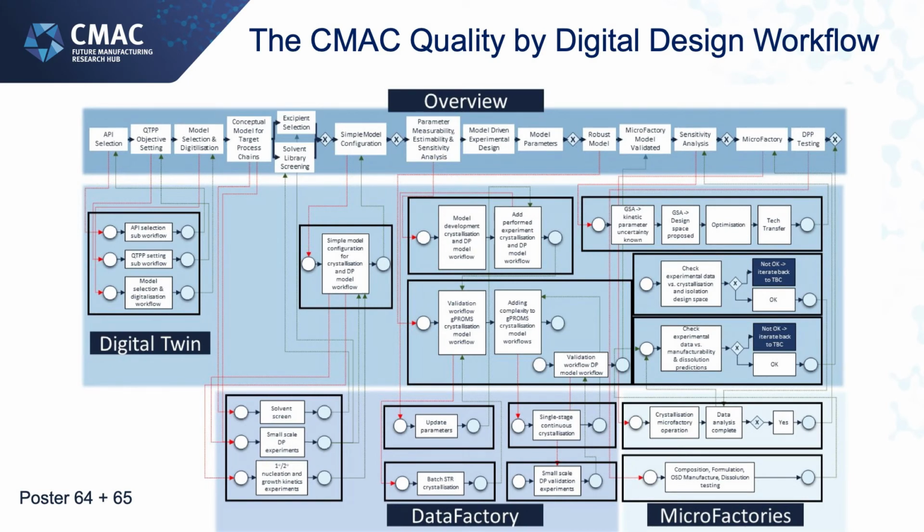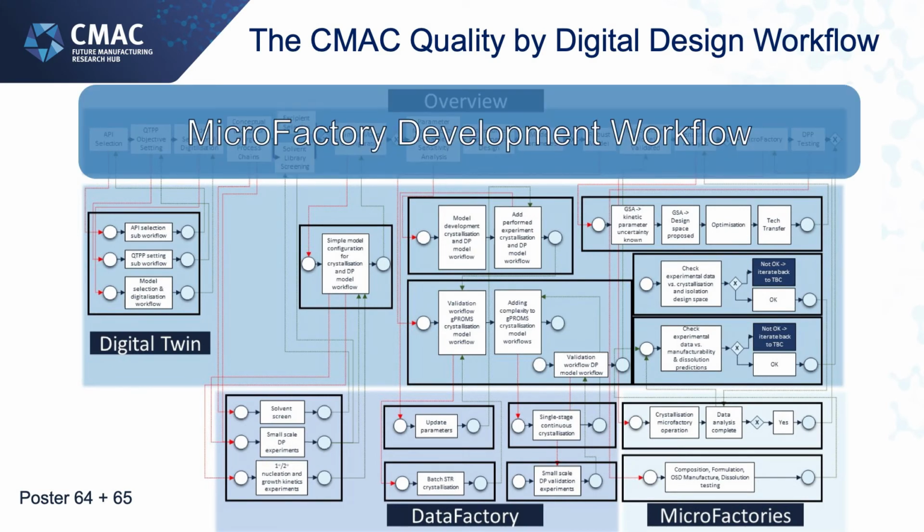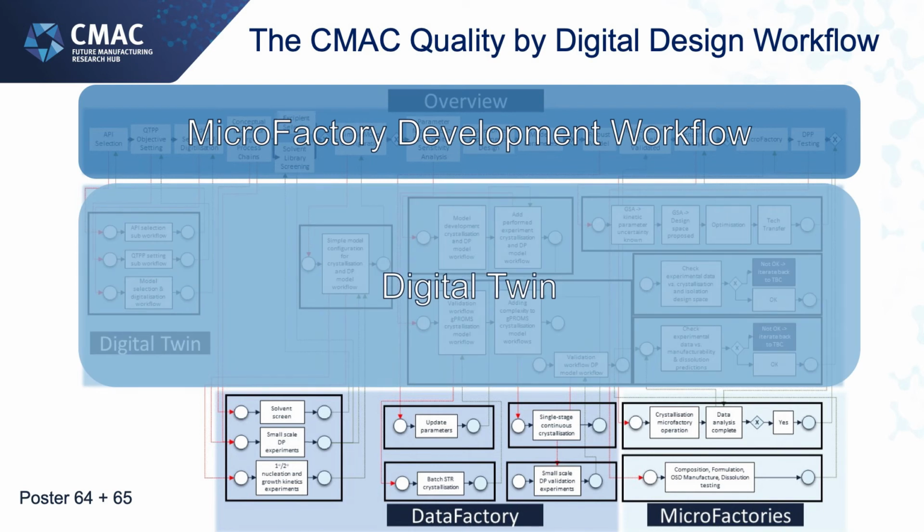But we can break this down, as we've seen this morning. First of all, there's the microfactory development workflow across the top. Sitting underneath that is a digital twin, and the digital twin controls everything else. So as you move along the microfactory workflow, you then speak with the digital twin, check what data is there, check what models are there, what model data, and so forth.